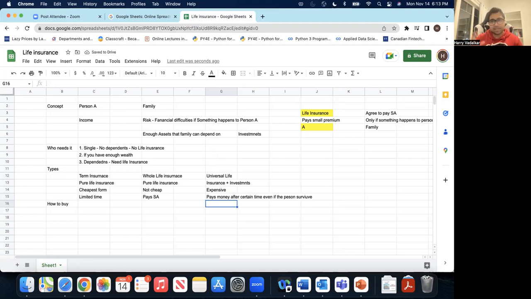So there are basically three types of policies. Term insurance covers you for a limited duration, pure insurance. You pay premium, you get coverage, something happens, the company pays. Whole life policy covers you for the whole life that you are there. Universal life is a combination of insurance and investments. Investments could be in safe products like debt products, or it could be in stock markets too. Very expensive, it pays money even if you're alive.